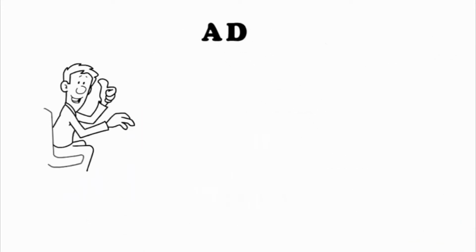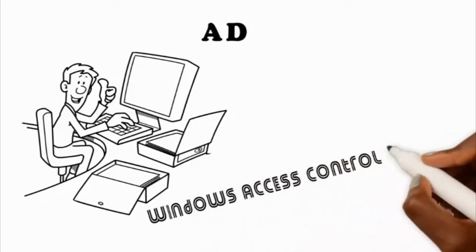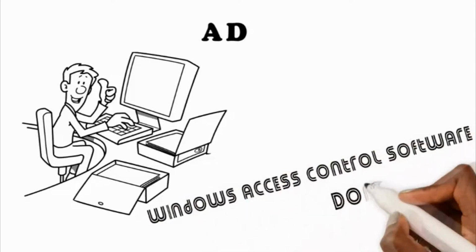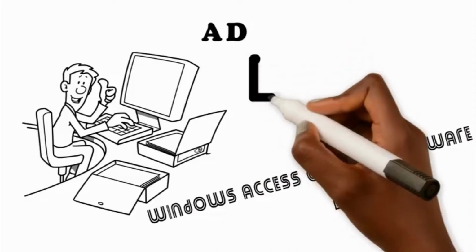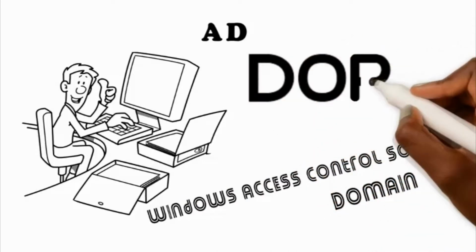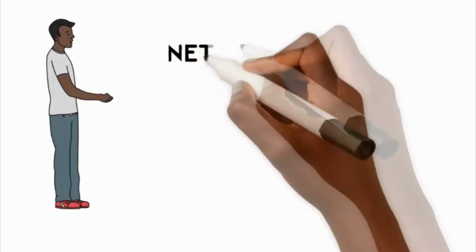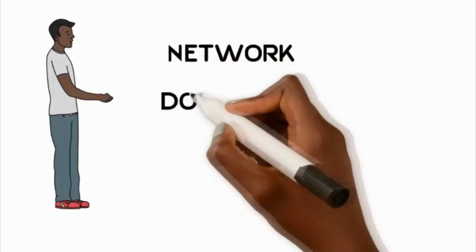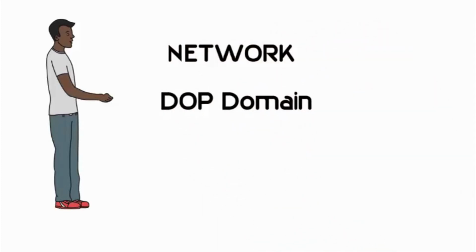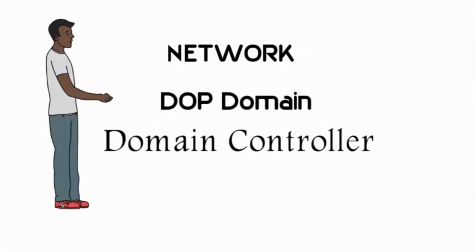The AD is a Windows access control software. It creates something like a club membership called a domain. So someone will create a domain called DOP on the Active Directory server. And before any server or laptop gets on the network, someone will make sure that they join the DOP domain. The AD server, by the way, is also referred to as the domain controller. So let me go into more details to explain the Active Directory server.